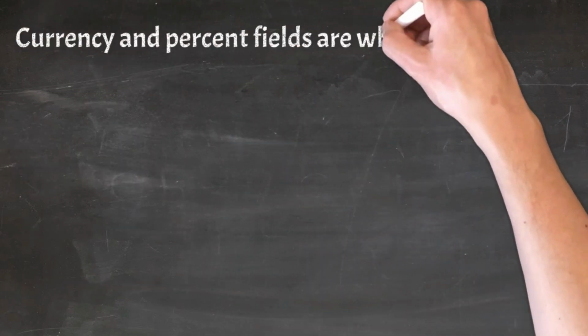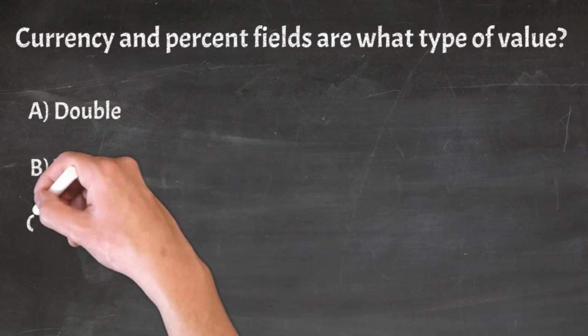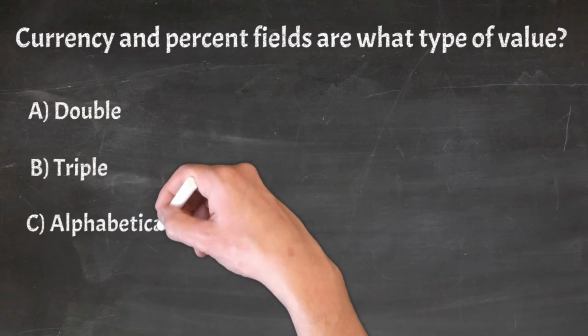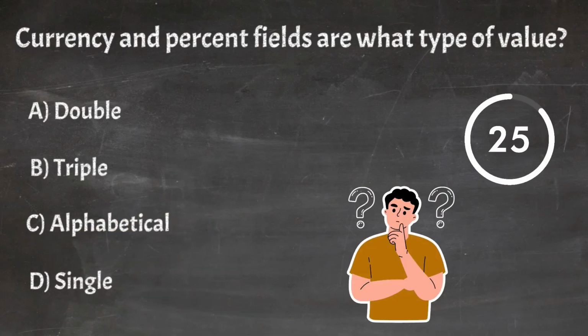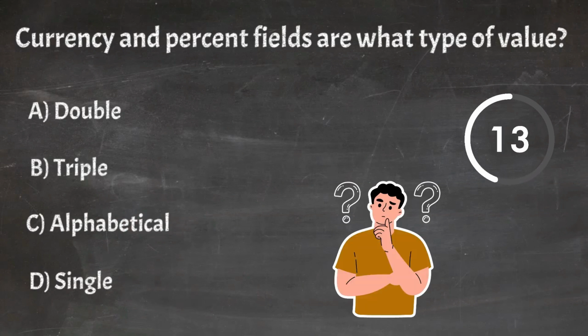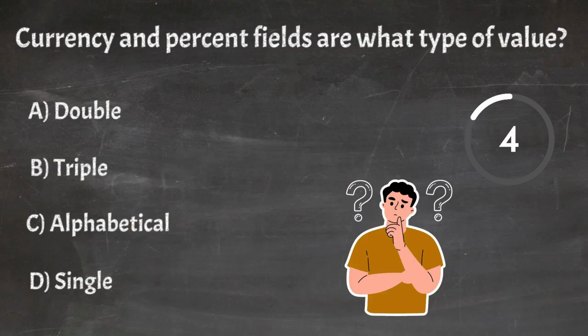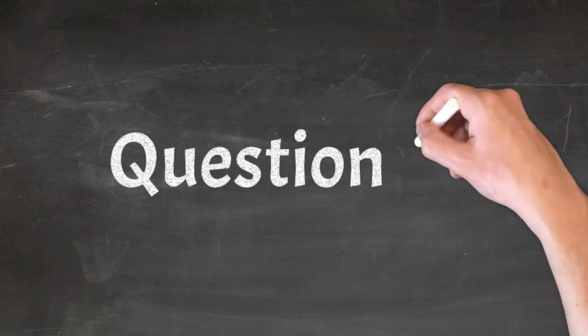Question 20. Currency and percent fields are what type of value? A. Double. B. Triple. C. Alphabetical. D. Single. Correct answer A. Double.